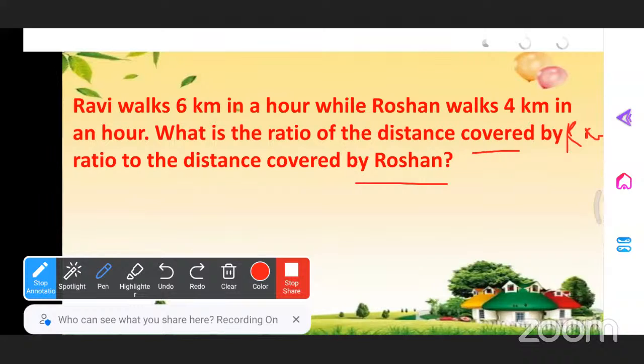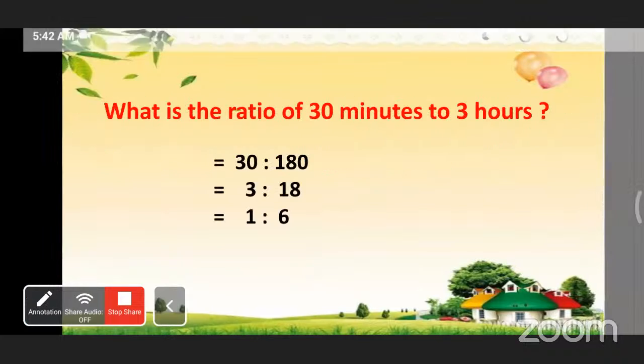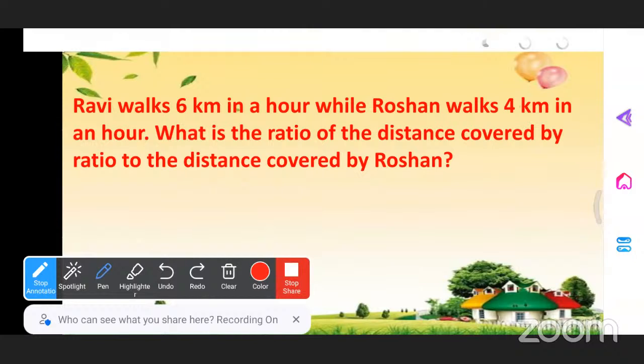Yes, ma'am. Here, the given units are same or different, Kana? Same, ma'am. Very good. Same. Because 6 kilometers here given. Here also kilometers given. So that's why same units. And then hours also same, Kana. Hours into hours. So units are same. Here we take the distance. 6 kilometers ratio of 4 kilometers.